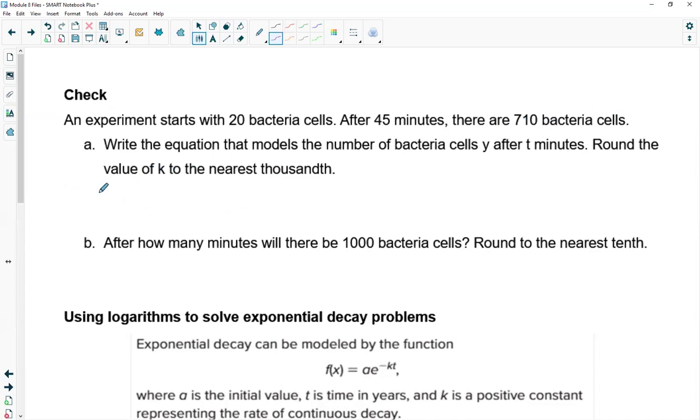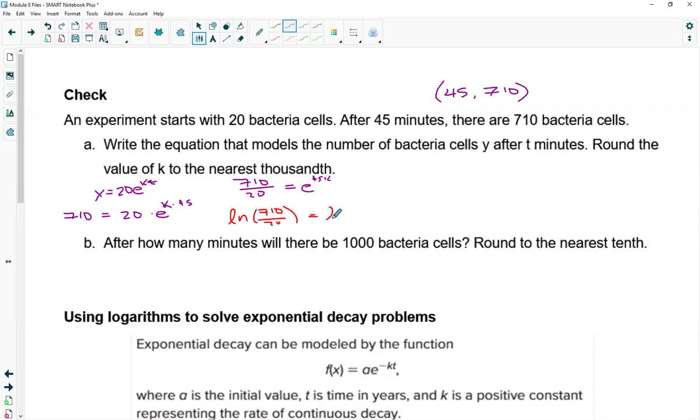So we've got that y equals our starting value, which is 20 e to the kt. Let's use our point 45, 710. So we get that 710 equals 20 times e to the k times 45. And then let's divide by 20. So I get 710 divided by 20 equals e to the 45k. And let's give both sides a natural log. So I've got the natural log of 710 over 20 equals the natural log of e to the 45k.